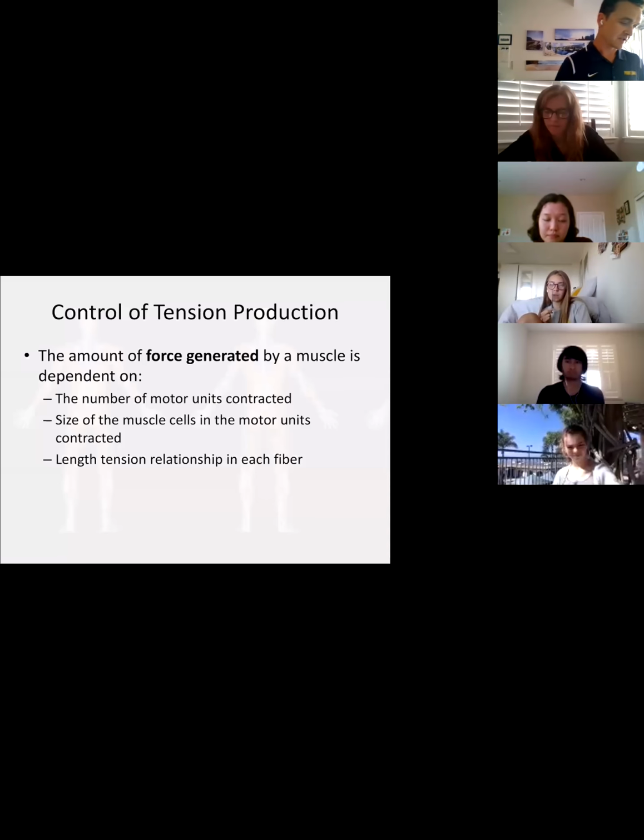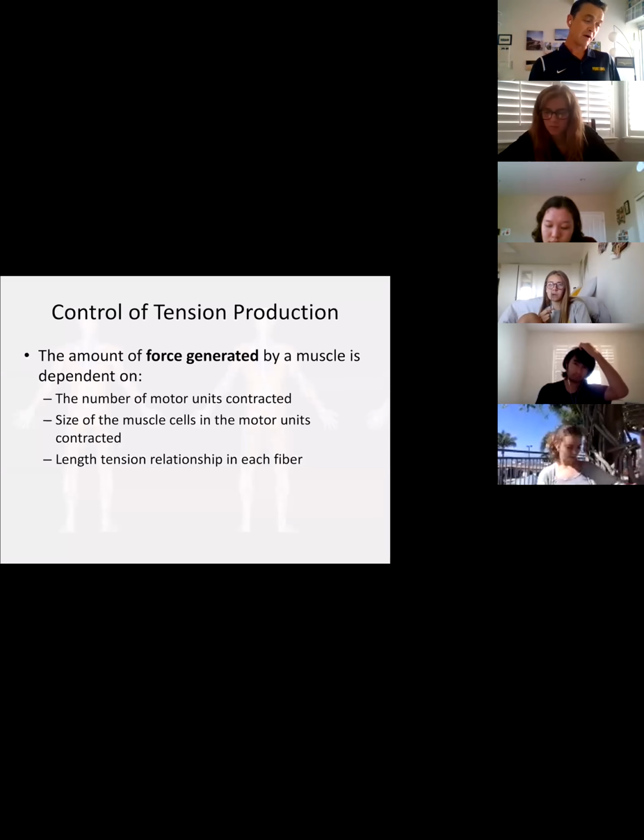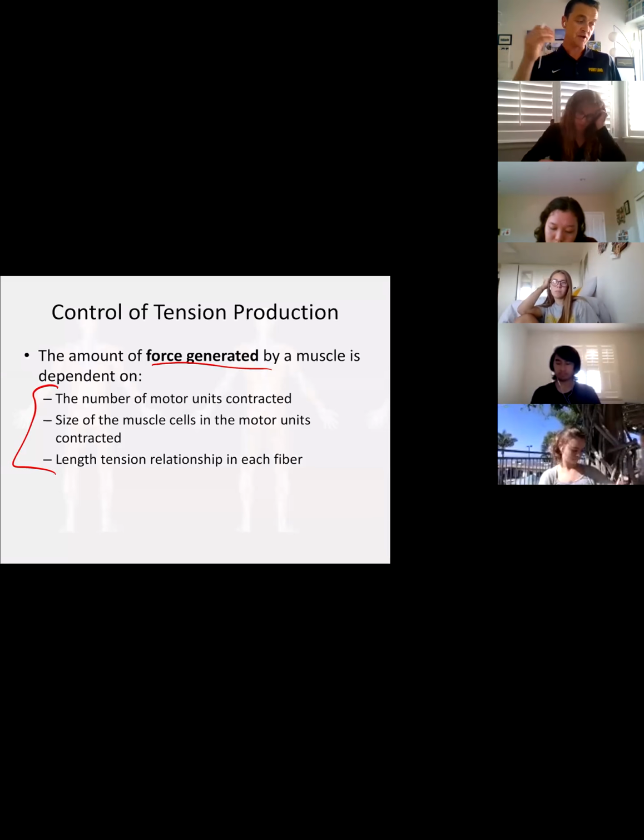All right, so let's talk about this one here. Control of tension produced. The amount of force generated by a muscle is dependent on these three things, and these are the key factors that we're going to talk about here. The number of motor units contracted, how many motor units are we contracting? Okay, the size of the muscle cells within those motor units that are contracting.